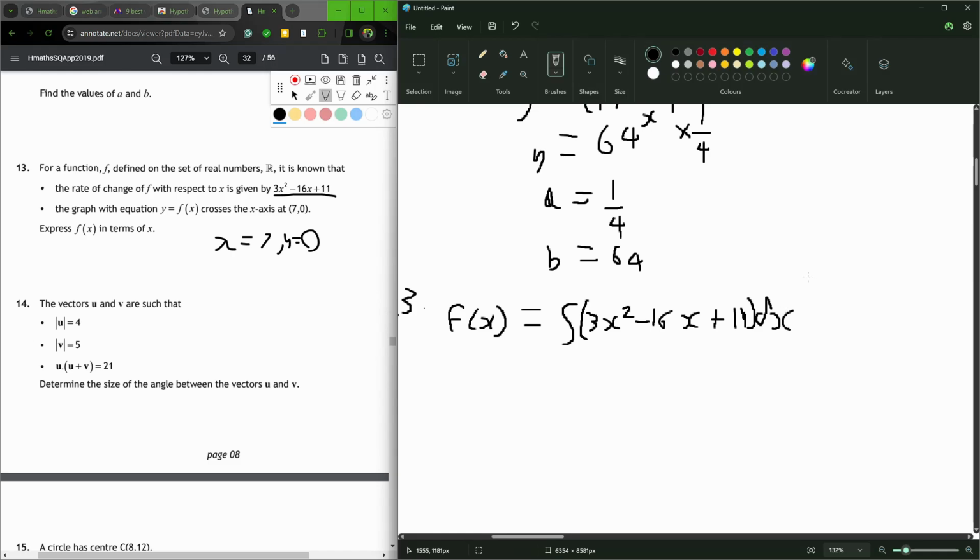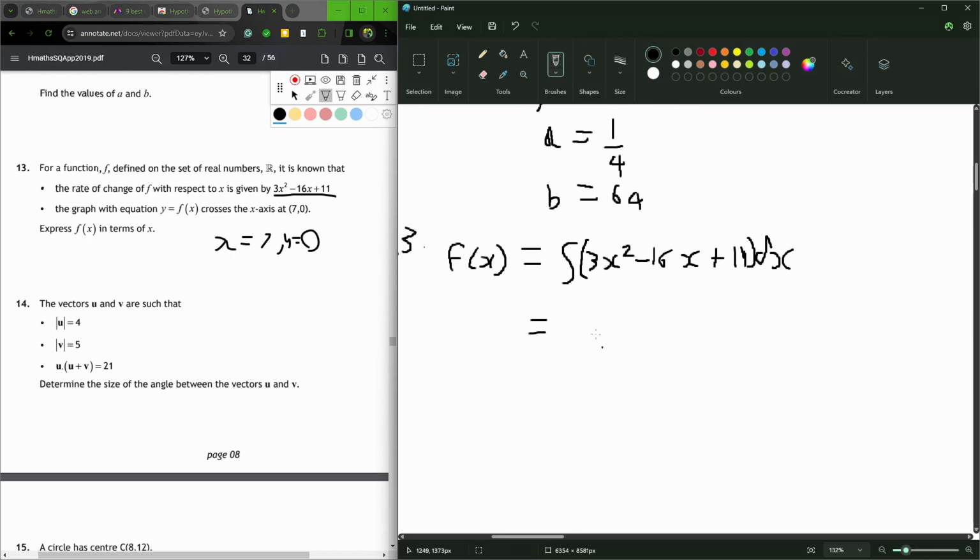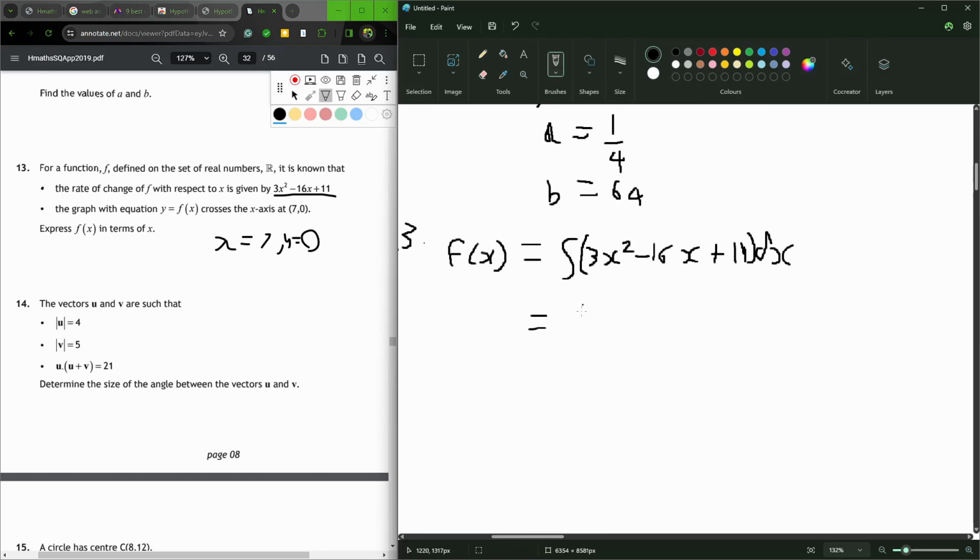Okay, let's get going. So to integrate that, we add 1 to the power and divide by it. So 3 divided by 3, that's 1, so we get rid of it. Minus 16x, we move that up to 2, and then minus 16 divided by 2 is minus 8. And then that's 11, so it would just be plus 11x. And then plus c, because it's indeterminate.